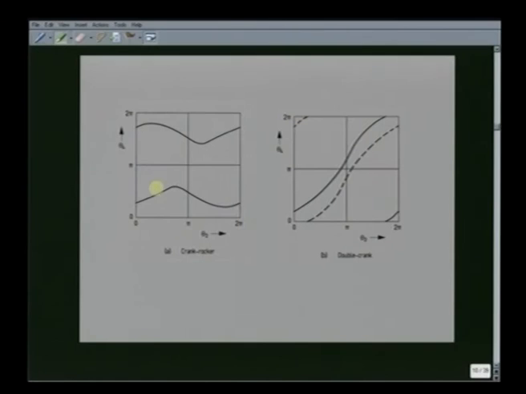Now that we have seen how to obtain various values of theta 4 as theta 2 changes, we will show you the typical variations of theta 4 versus theta 2 for various types of 4 bar linkages. For example, here we see what we call a crank rocker linkage. That means it is obviously a Grashofian linkage and a crank rocker, and theta 2 goes from 0 to 2 pi.